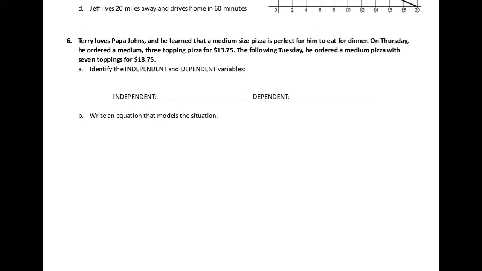All right, number 6. Terry loves Papa John's pizza. He learns that a medium-sized pizza is perfect for him to eat for dinner. On Thursday, he ordered a medium 3-topping pizza for $13.75. The following Tuesday, he ordered a medium pizza with 7 toppings for $18.75. Letter A, identify the independent and dependent variables. And then we need to write an equation.